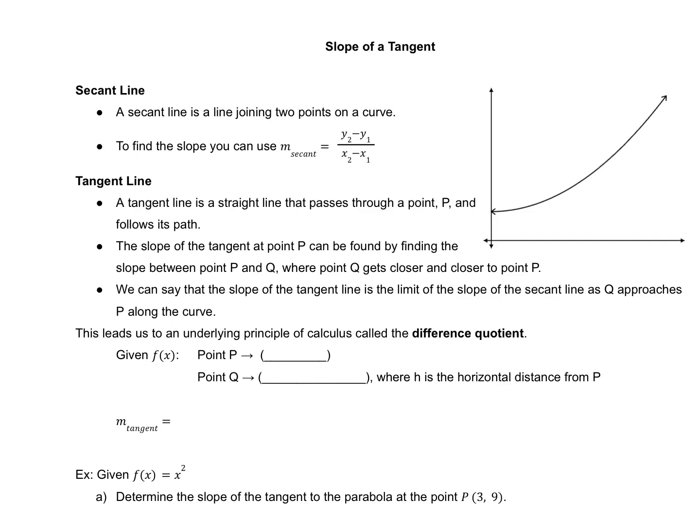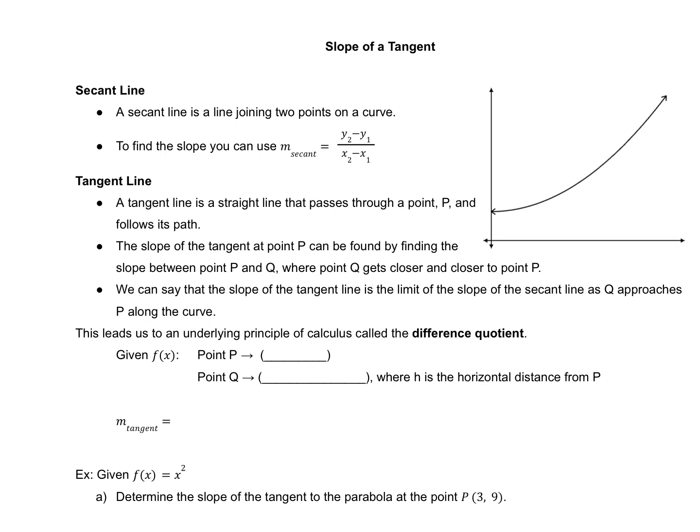In this video, we will be looking at how to find the slope of a tangent line. Before we get into that, a reminder that a secant line is formed by 2 points on a curve, and then we can find the slope of that secant line using y2 minus y1 over x2 minus x1. So change in y over change in x.